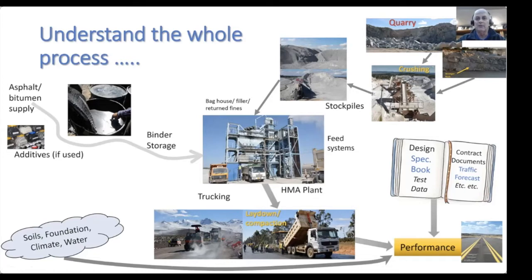We have to understand the feed systems, storage systems, mixers, screens, the whole process here, and then we start to consider the trucking, laydown, compaction. And then we also need to consider things like soils, foundation, climate, and where the water's coming from. Also the design, the spec book, test data, contract documents, traffic forecasts, etc. And if we get all of this information right, we'll get a road with good performance.